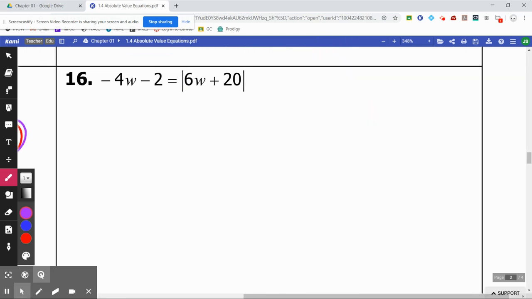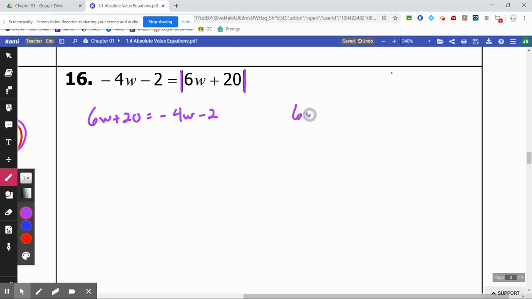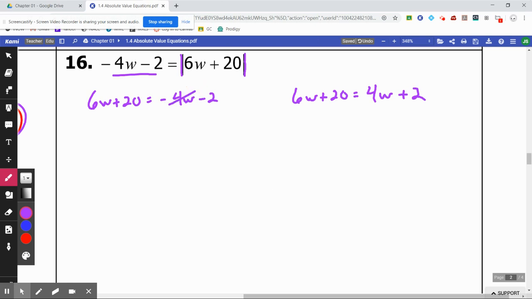Okay, the last one. The absolute value bars are already isolated, so we're going to set the other side equal to the positive, or exactly what it says, and we're going to set the stuff on the inside the absolute value bars equal to the negative of this, which will be a positive 4w plus 2. Make sure you change them both. Combine your w's. To move minus 4, we're going to do plus 4. You now have 10w. To move plus 20, we're going to do minus 20. That'd be a negative 22. Divide by 10 gives you w is negative 11 over 5 when you reduce it.